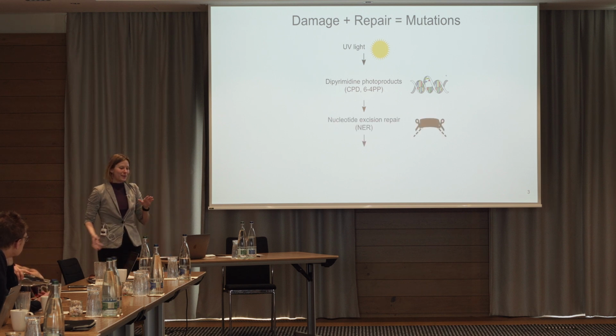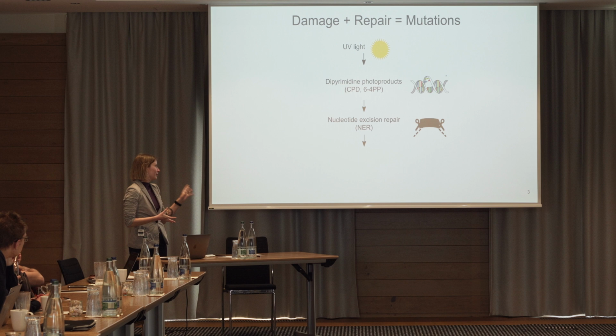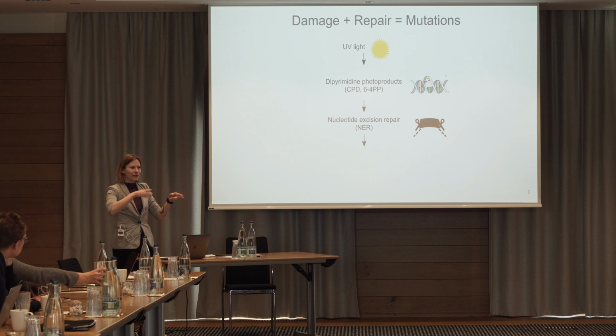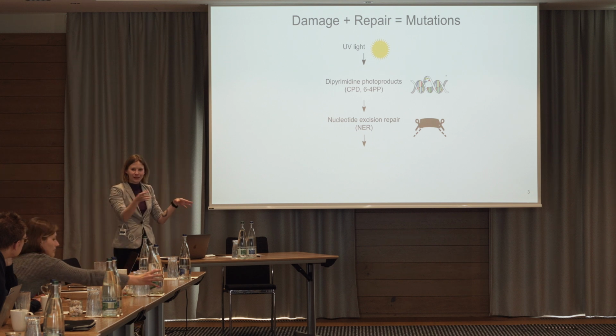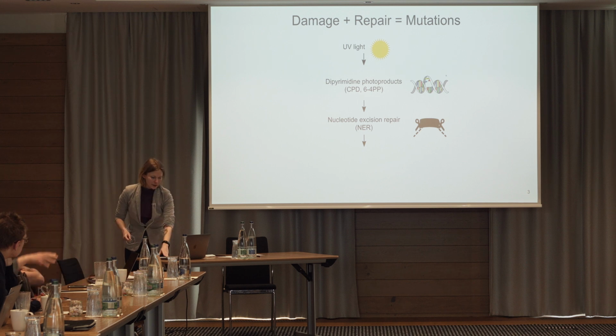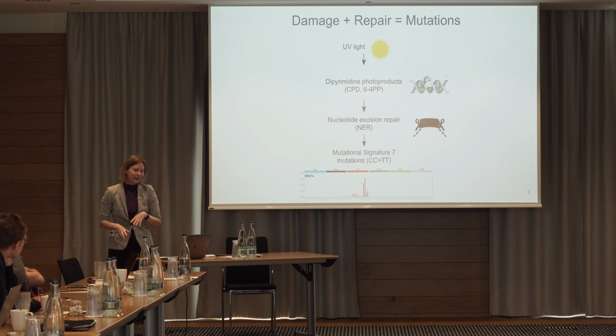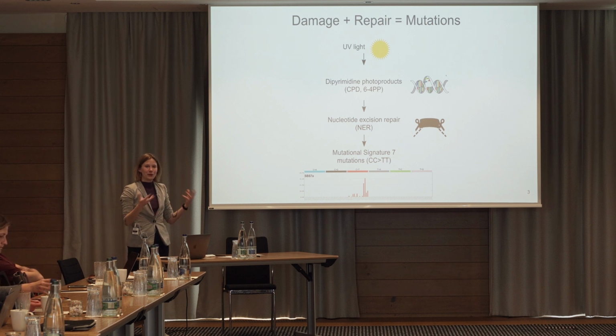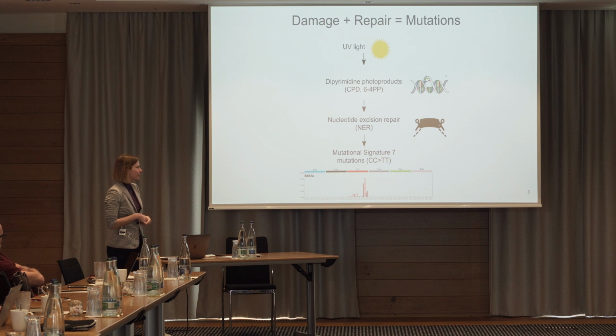Then the main repair mechanism, as Sarah also already mentioned, is nucleotide excision repair. That is this big complex of proteins that basically comes, sees the lesion, cuts out the DNA with some additional bases around it, and then it gets filled in later. And then, if we are unlucky and this whole process wasn't successful, we end up with what we all know as mutational signature 7 mutations, which are characterized by C to T, but actually because we have the dipyrimidines, it's CC to TT that is behind it.